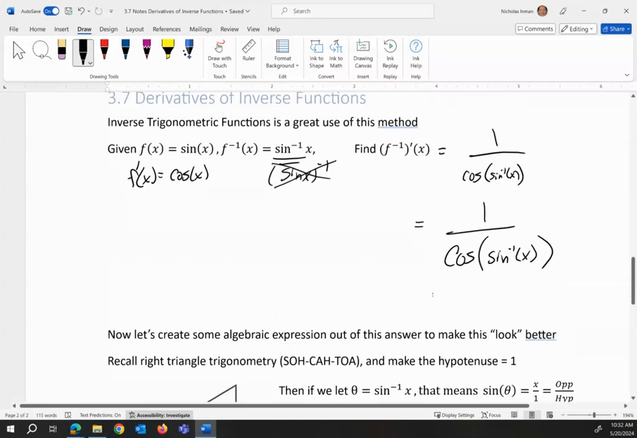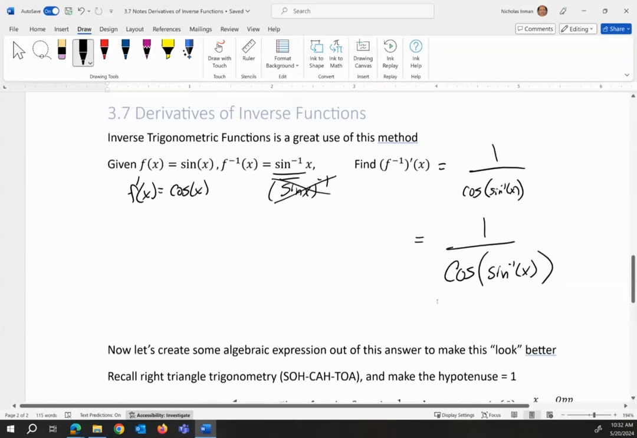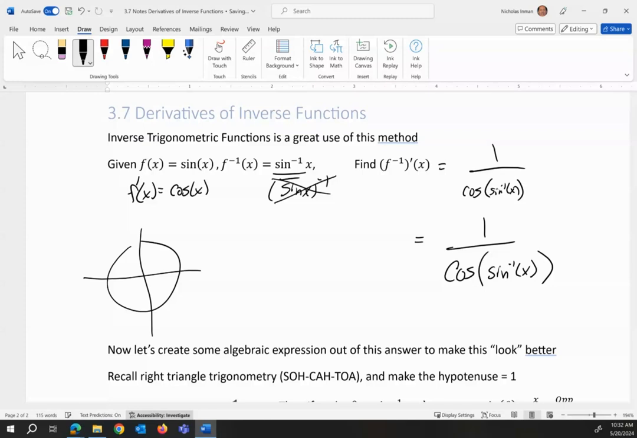So think of it like on the unit circle. Let's say I have this point on the unit circle, and I want to know the slope of the tangent line at that point. So I have to know a y value. That's what sine inverse tells you, a y value. If I know a y value, it will then tell me the angle.